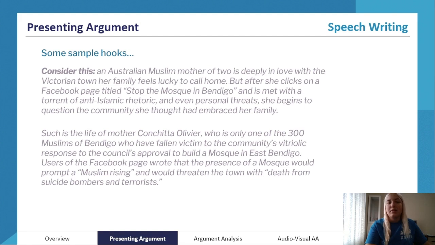Consider this. An Australian Muslim woman of 2 is deeply in love with the Victorian town her family feels lucky to call home. But after she clicks on a Facebook page titled Stop the Mosque in Bendigo and is met with a torrent of anti Islamic rhetoric and even personal threats, she begins to question the community she thought had embraced her family. So, this is a great hook to start with.